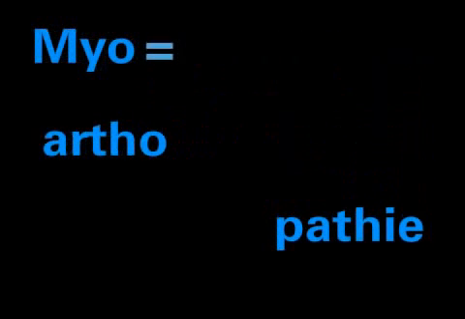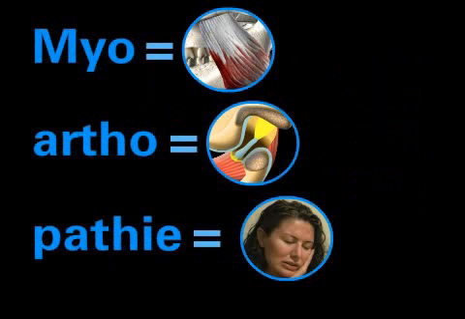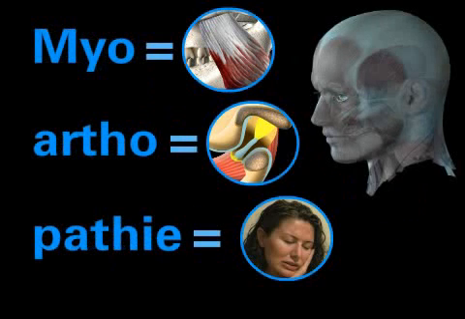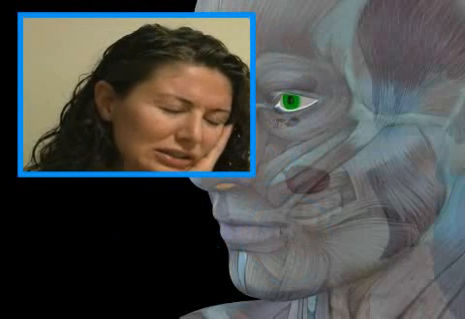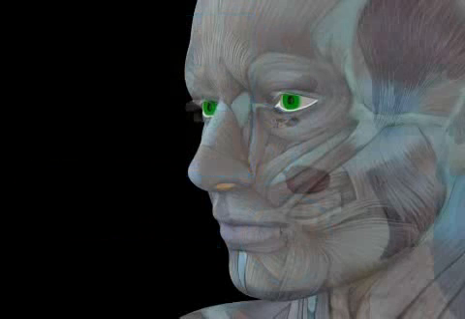Myoarthropathy is derived from three Greek words: mys, or muscle, arthron, meaning joint, and pathos, or suffering. Therefore, the term myoarthropathy of the chewing system refers to a condition in which individuals suffer from discomfort in the chewing muscles and/or the jaw joint.